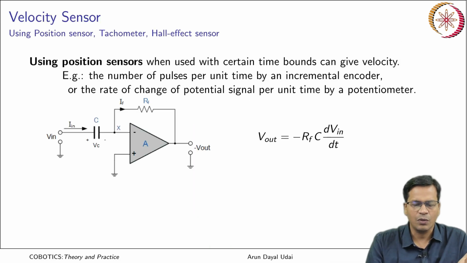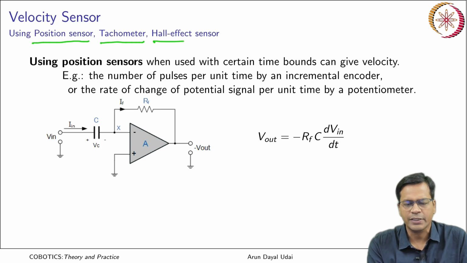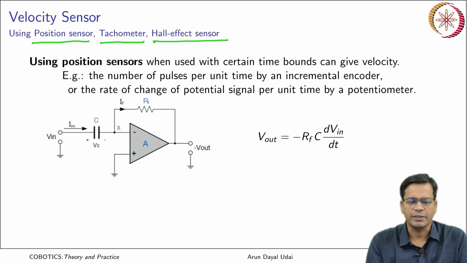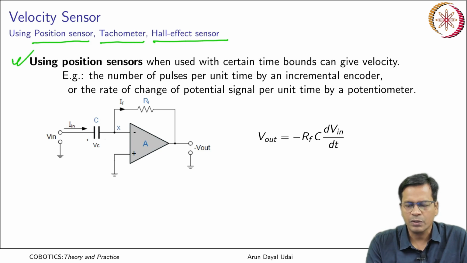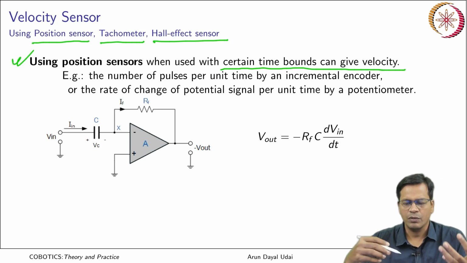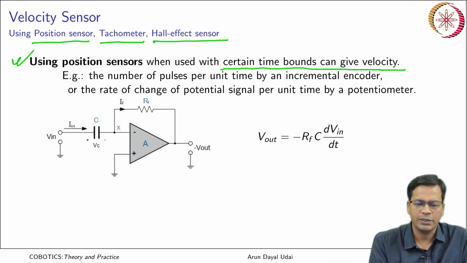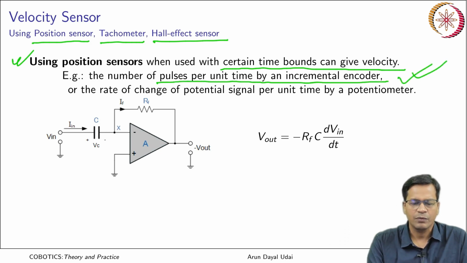Velocity sensors. So talking about velocity sensors, they are a byproduct of mostly position sensors, which are also known as a tachometer, and Hall effect sensors can be used for that reason. Okay, using a position sensor, when it is used within certain time bounds, it can give you the velocity. So rate of change of position is actually the velocity. So the number of pulses per unit time in case of an incremental encoder was the velocity.